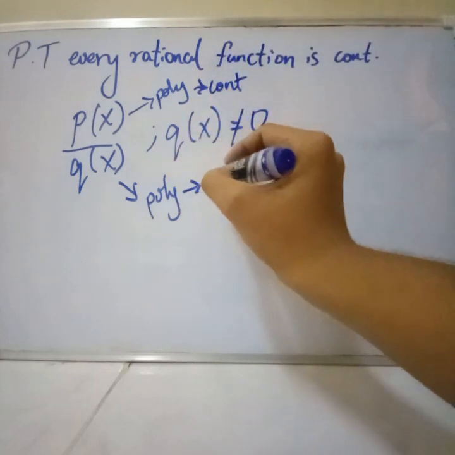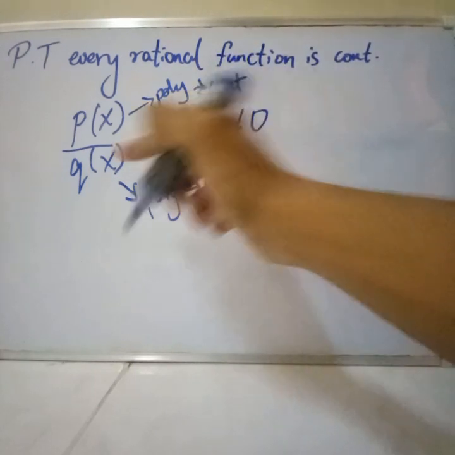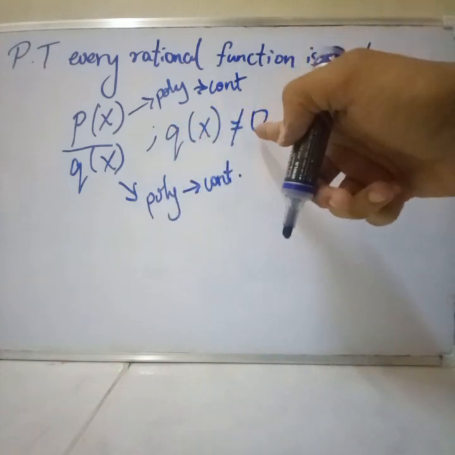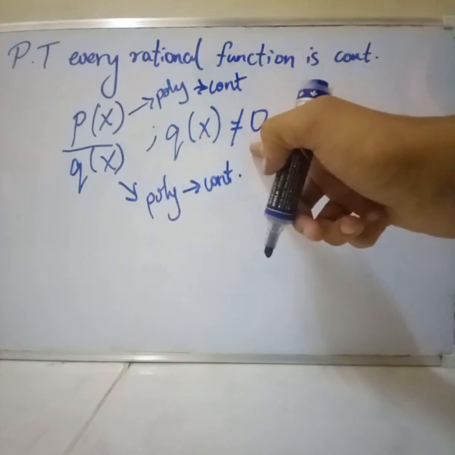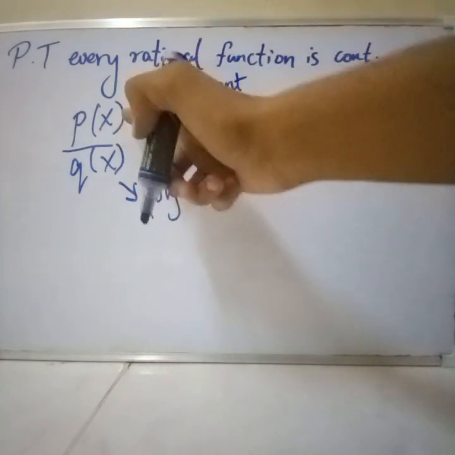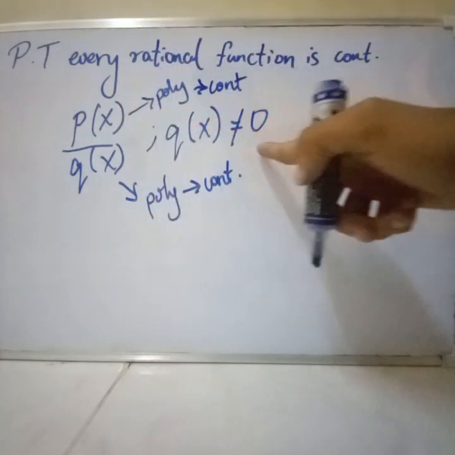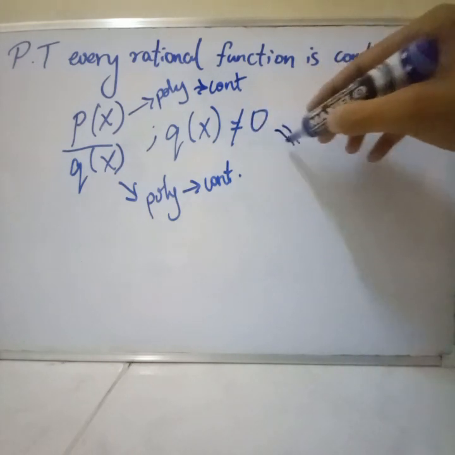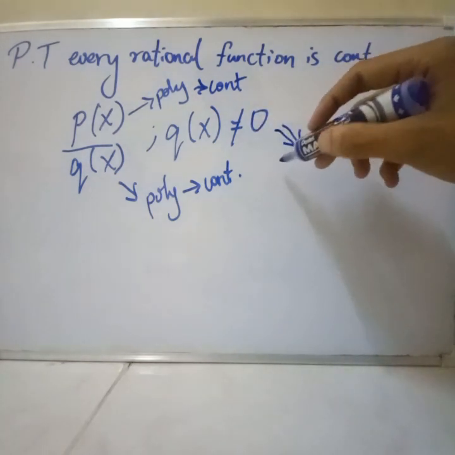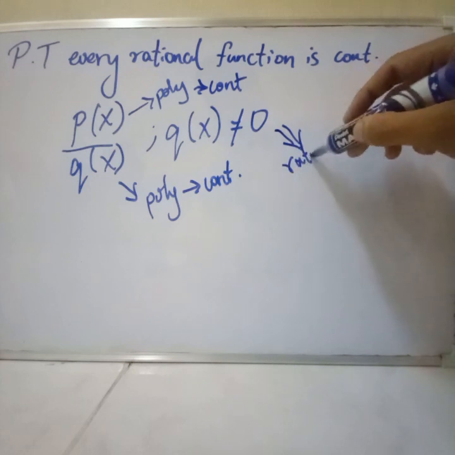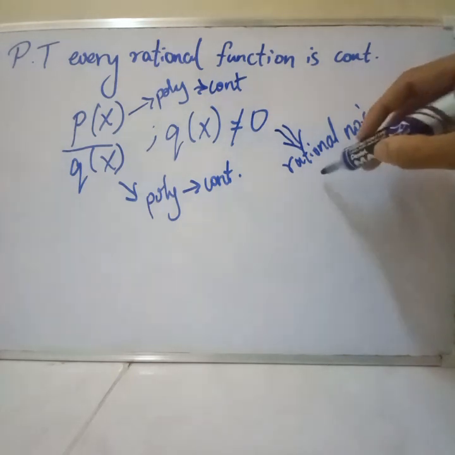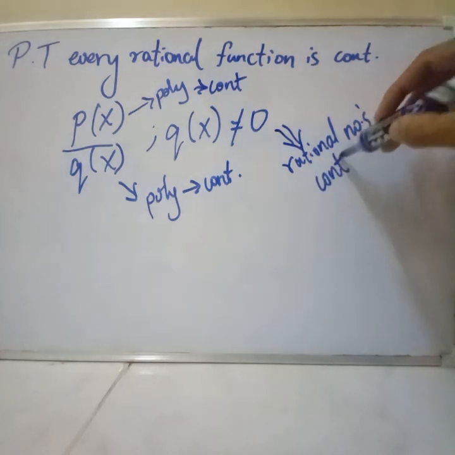So p will also be continuous and q also will be continuous, and we also have a restriction here: q should not be equal to 0. So as the numerator and denominator both are continuous and the denominator is not equal to 0, we can say that rational functions are continuous at all points.